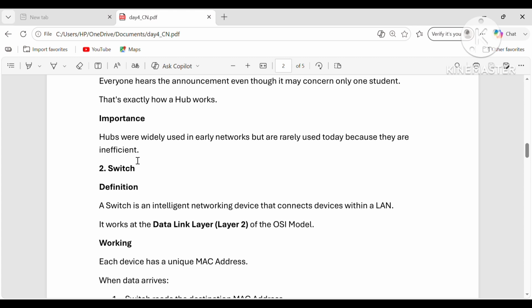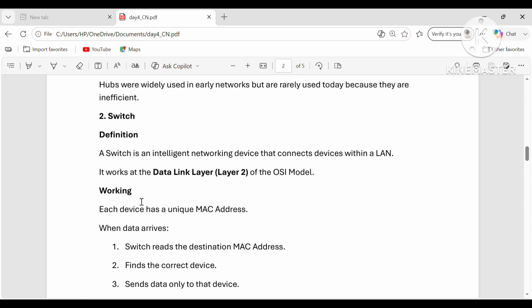And now let's move to the switch concept. Think about a courier service. The courier does not visit every house on the street. A switch works in the same way.